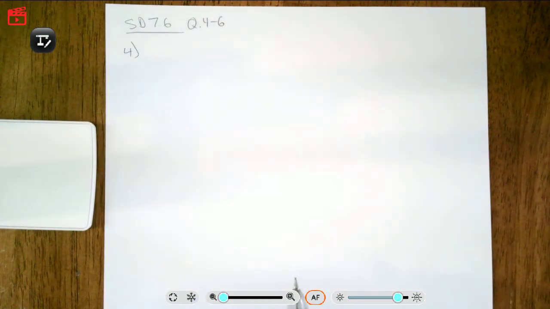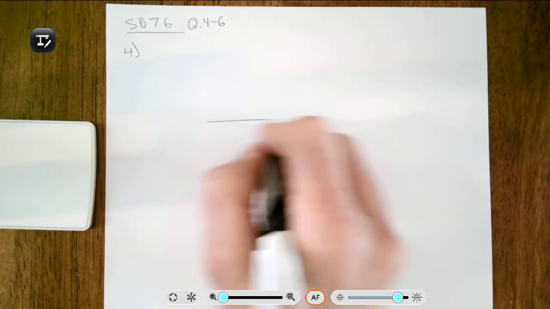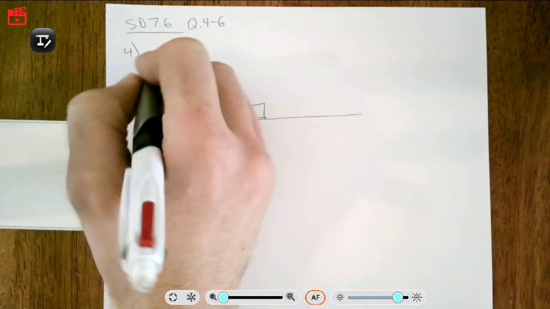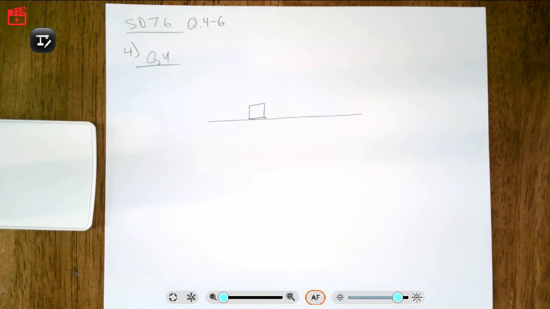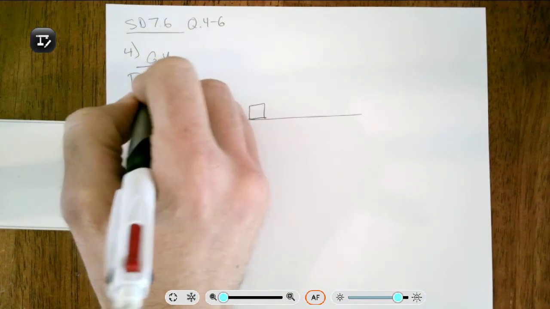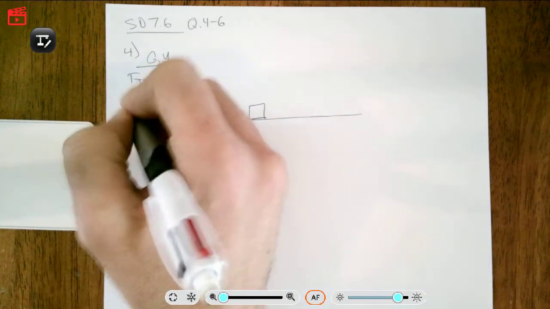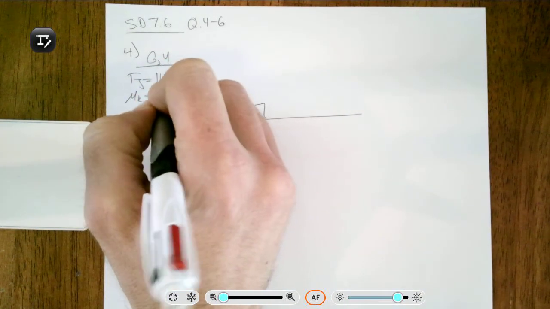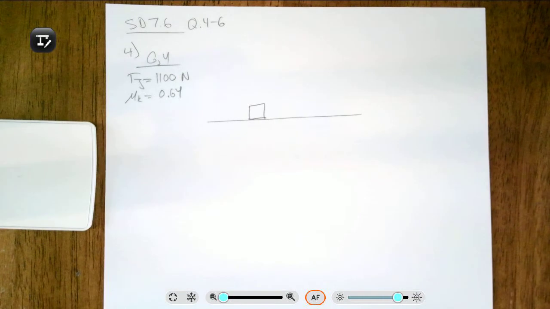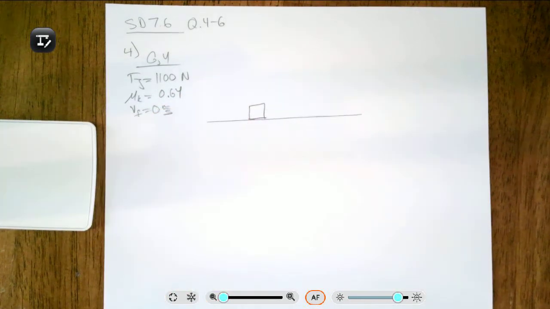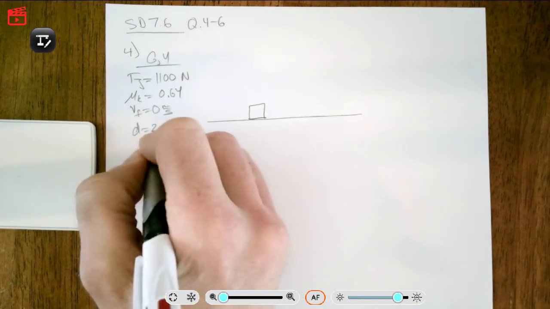So here we have a pitcher sliding at the home plate. So here's the ground. You can make the pitcher like a block. You don't have to get fancy in this course. Givens with units. What did they say? His weight, 1.1 times 10 to the third. That's 1,100 newtons. Coefficient of friction, he's sliding, so it's kinetic, 0.64. And he slides to rest, so VF is 0. Not that you're necessarily going to need that. And the distance is 2 meters.